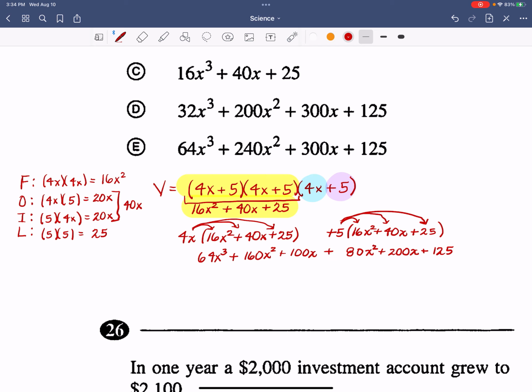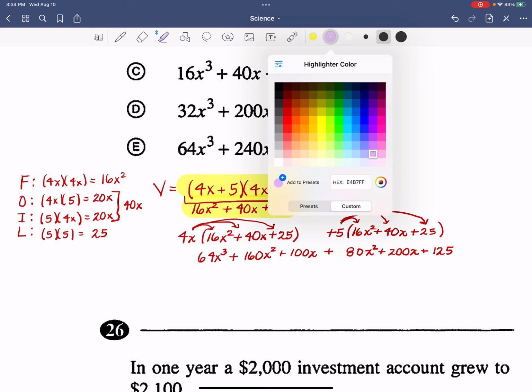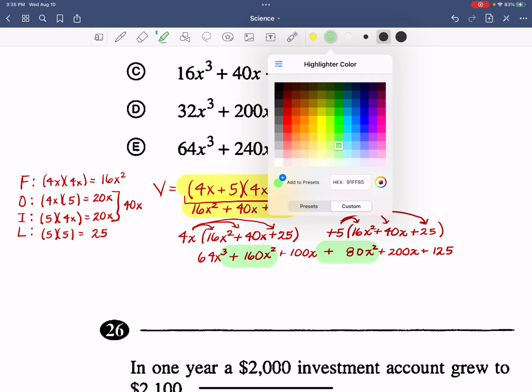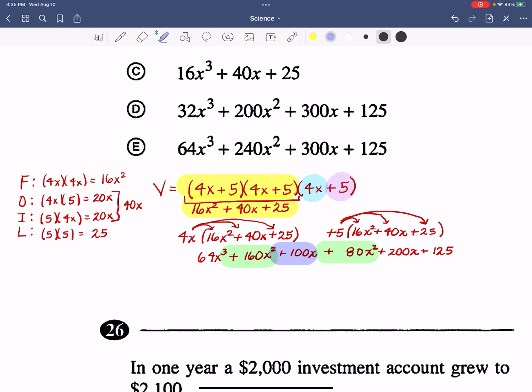We're almost there. We just need to combine some like terms. So I have here's an x squared term and another x squared term. And then I have, no more colors, there's blue, then I have an x term and an x term.